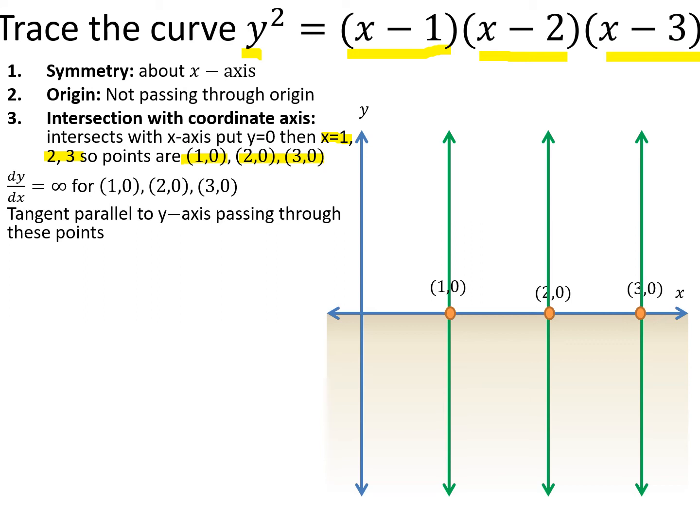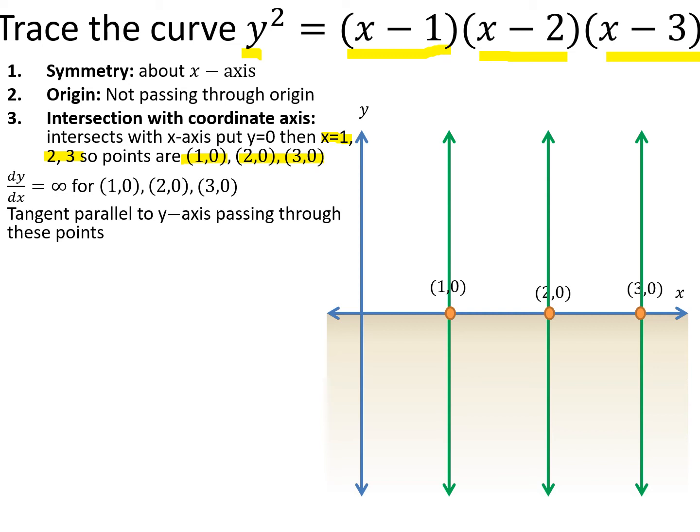Same for the (2, 0) and (3, 0) points. So here the three green lines denote the tangents at the (1, 0), (2, 0) and (3, 0) points. Okay, so that is rule 3, intersection with the coordinate axis.